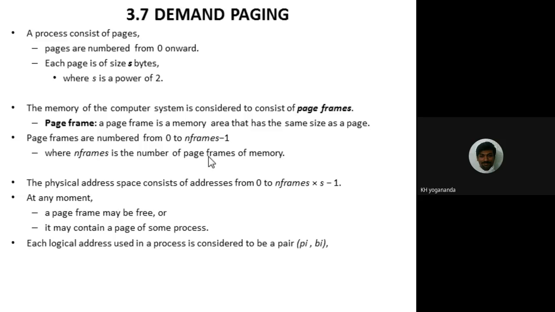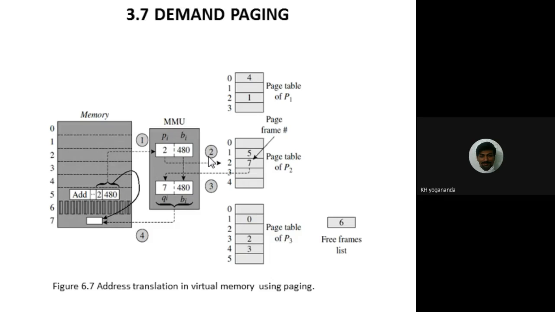And the logical address space, we know that it comes as a pair, that is (pi, bi), where pi is the page number and bi is the byte number, and bi ranges from 0 to s, where s is the size of a page. And this is an address translation way of a virtual memory using the paging concept. We have already come across this.